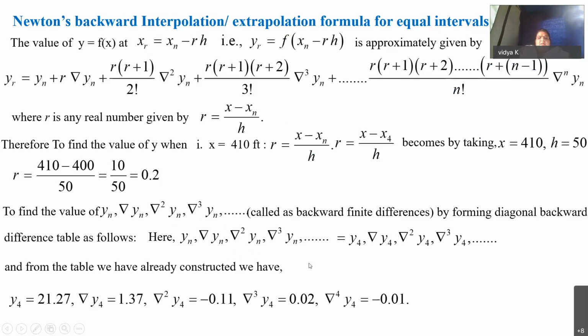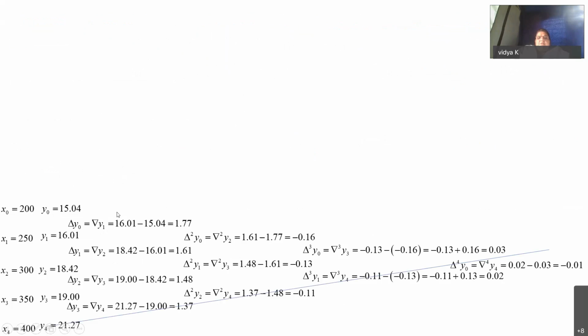Okay. So I already did it. I copied this from the table. This is the same table I made for finding the value of y at x equal to 210. So same table, but here you prefer the last set of values because you are using Newton's backward interpolation formula.